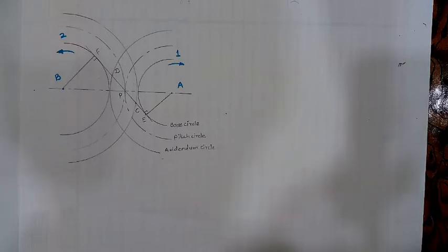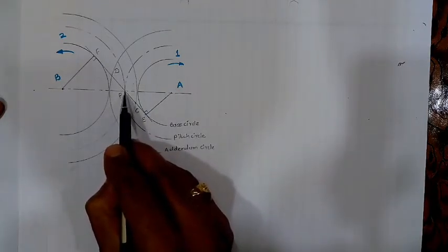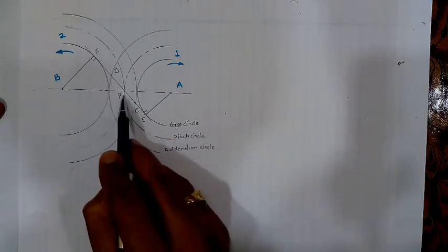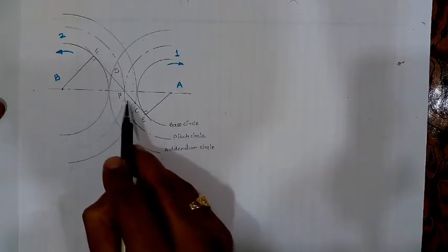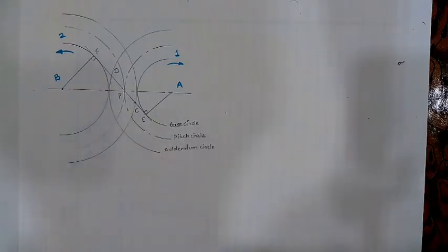So the total CD distance is the path of contact. Total CD distance is the path of contact. So the path of contact has two parts, CP and PD. CP is called the path of approach and PD is called the path of recess.